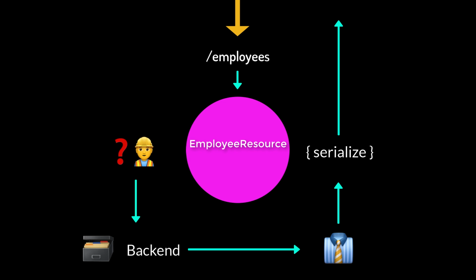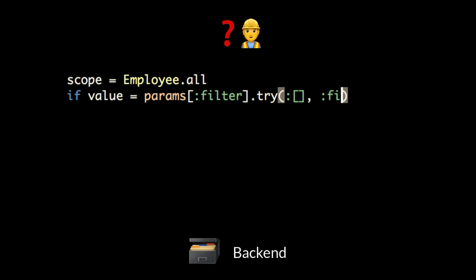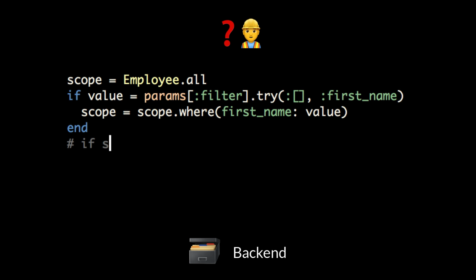Let's dive deeper into query building. If you were to code a dynamic API by hand, you'd end up with something like this. Start with the base scope, and if the first name parameter comes in, modify that scope. If the sort parameter, etc. Finally, fire the query and return models.